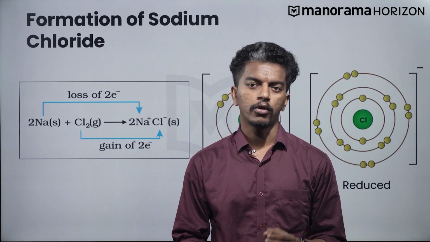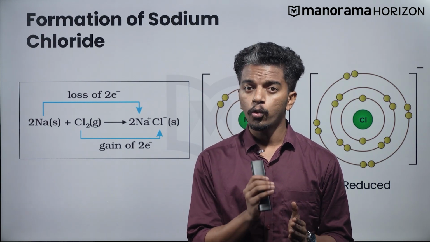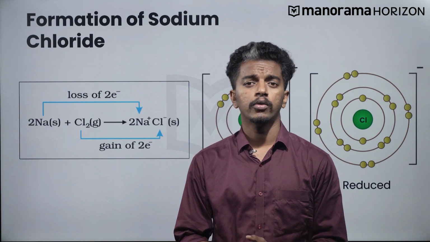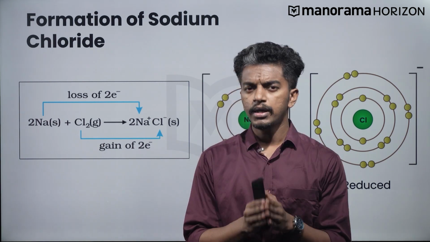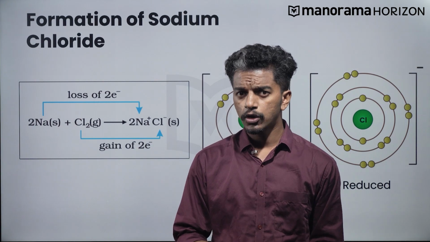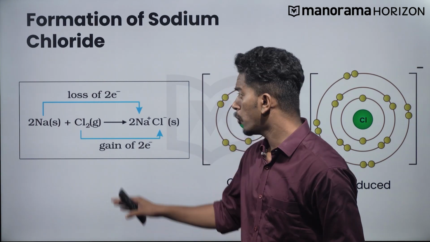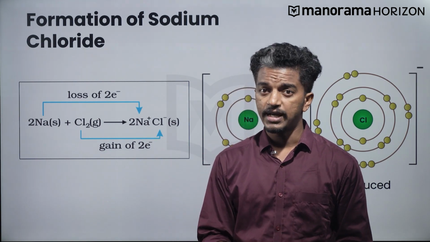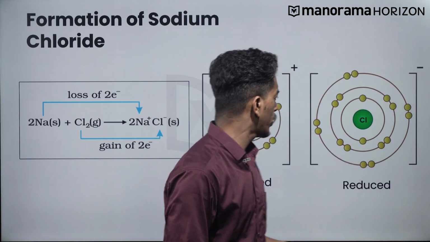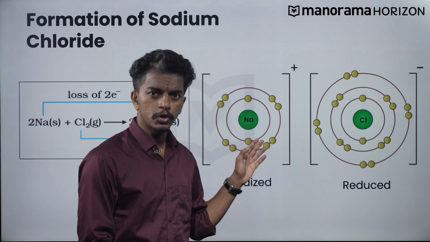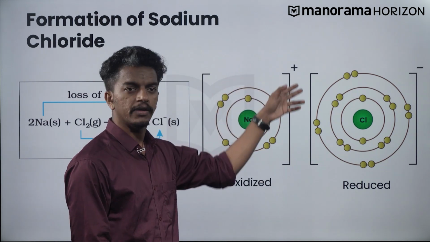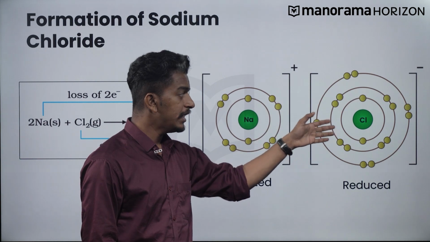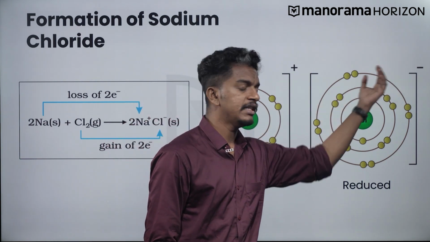Sodium has an atomic number of 11 with electronic configuration 2,8,1 and chlorine has an electronic configuration of 2,8,7. Here, sodium loses an electron and chlorine accepts the electron to form sodium chloride, as you can see here. Here, sodium is said to be oxidized and chlorine is reduced. If you look at this figure, you can see that sodium lost an electron and formed a positively charged ion and chlorine is reduced to become a negatively charged ion.